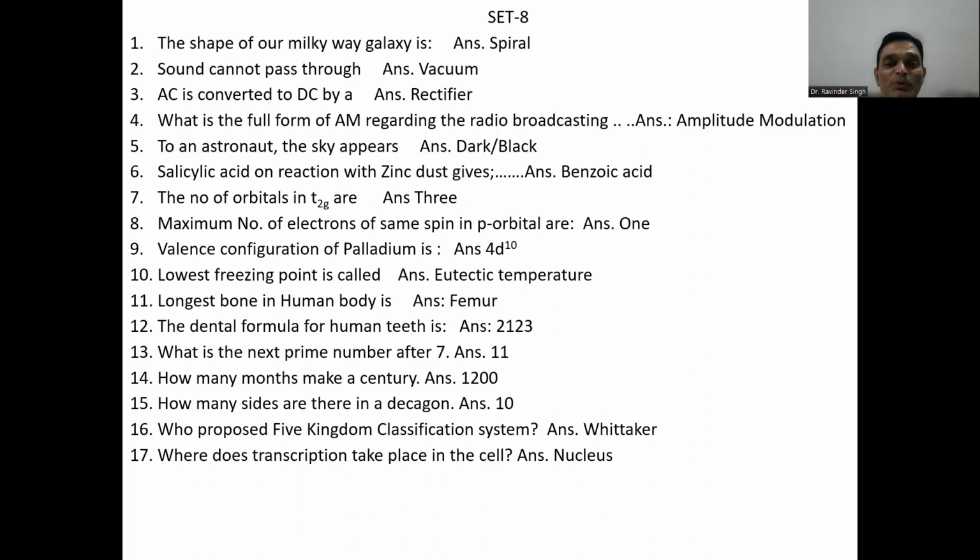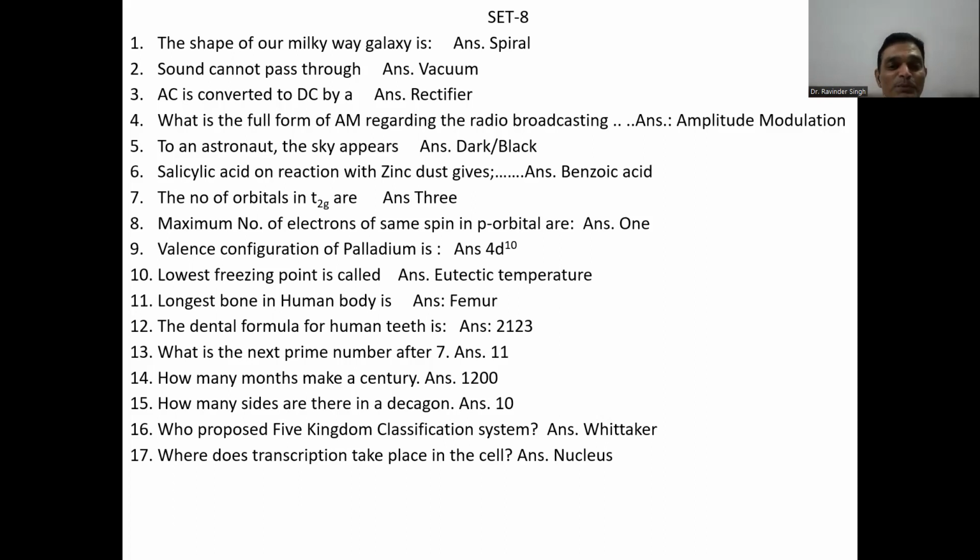The longest bone in the human body is the femur. The dental formula of human teeth is 2123. What is the next prime number after 7? Answer is 11. How many months take a century? Answer is 1200. How many sides are there in a decagon?